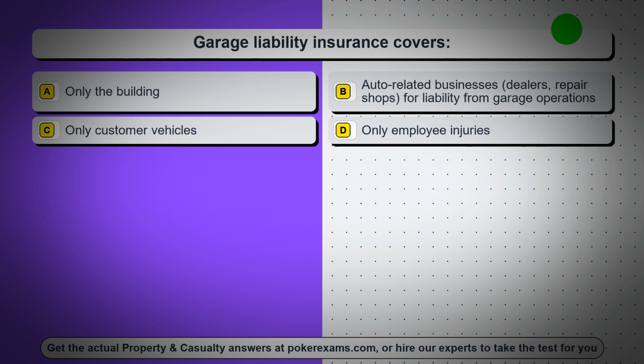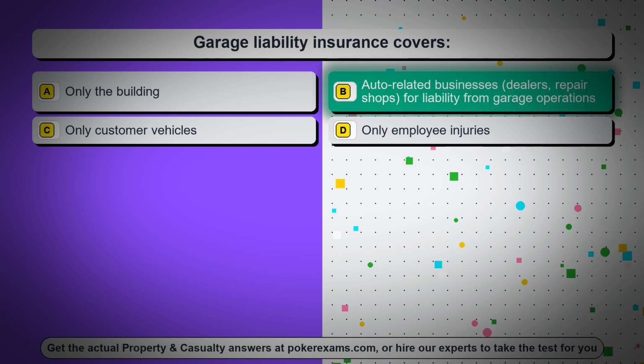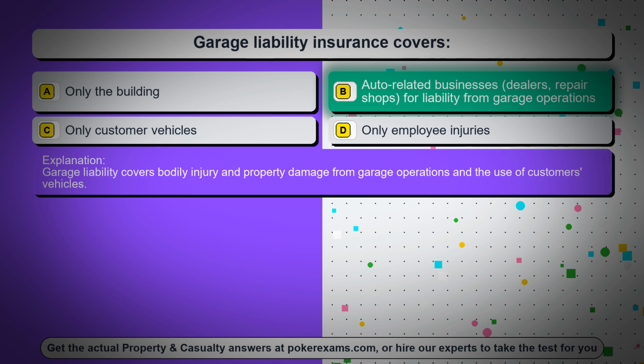Question 3. Garage liability insurance covers: Option A, only the building. Option B, auto-related businesses, dealers, repair shops, for liability from garage operations. Option C, only customer vehicles. Option D, only employee injuries. The correct answer is option B, auto-related businesses, dealers, repair shops, for liability from garage operations. Garage liability covers bodily injury and property damage from garage operations and the use of customers' vehicles.